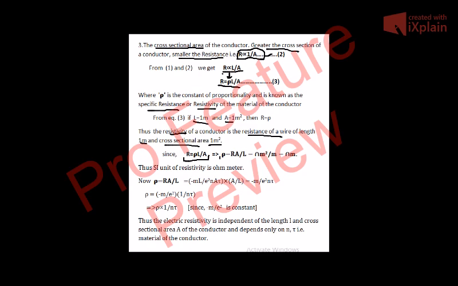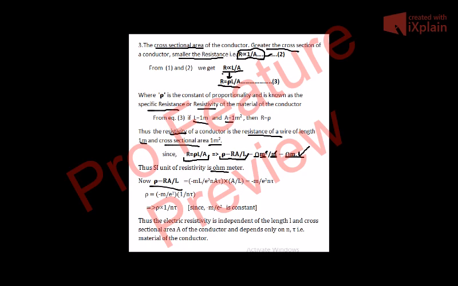Now the unit of resistance is ohm, the unit of area is m square, and the unit of length is meter. So when we cancel meter and square of the meter, we get ohm meter. So the SI unit of resistivity is ohm meter. Now again, rho is equal to RA upon L.